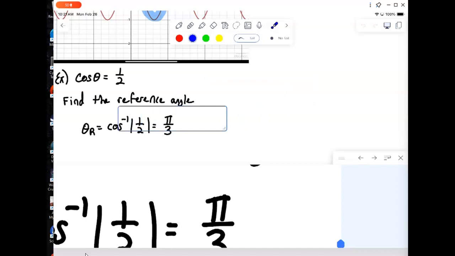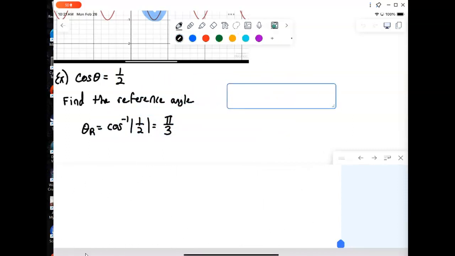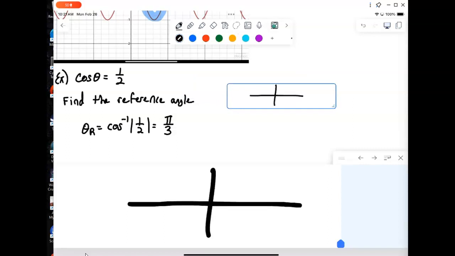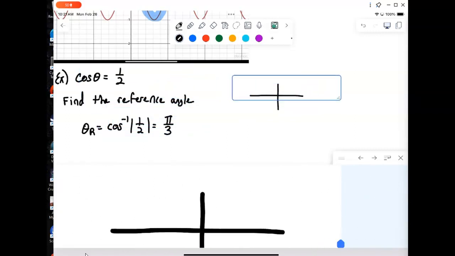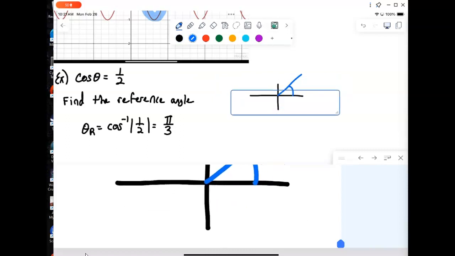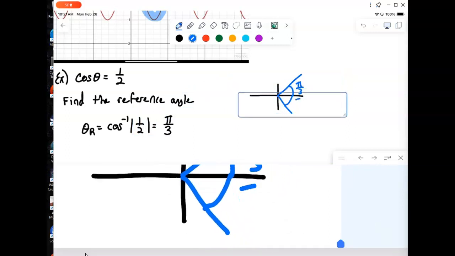Once we figured out the reference angle, we then take that reference angle and put it into the quadrants that matter for that cosine. In this case, it's a positive 1/2, so we go to the quadrants where cosine is positive. That would be the first quadrant and the fourth quadrant. We take that pi over 3 angle and put it into both of those quadrants as the reference angle.